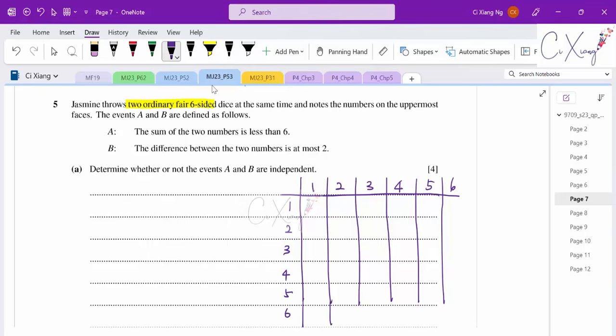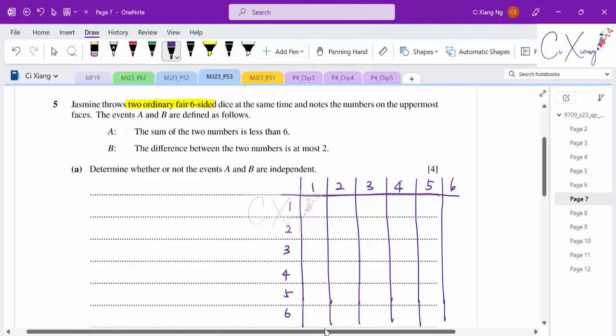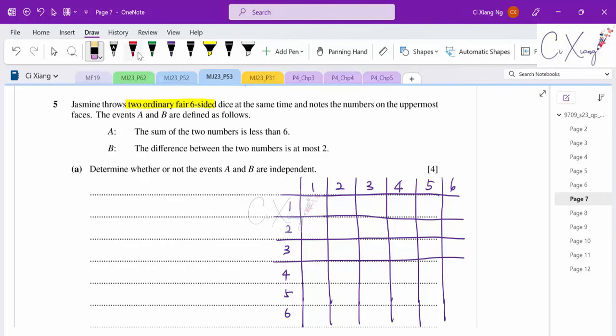There are many ways for us to display this possibility space diagram. Because I only want to focus on events A and B, which are defined in the question, I will mark the results by using the letter A and the letter B. So I will show you like this.